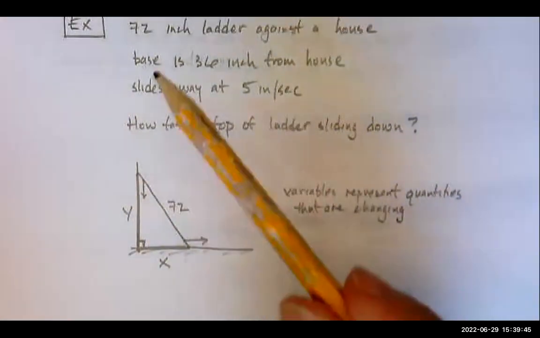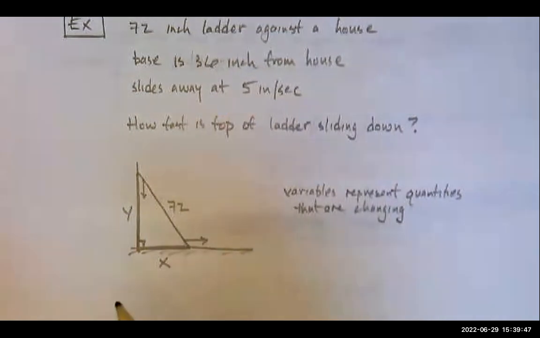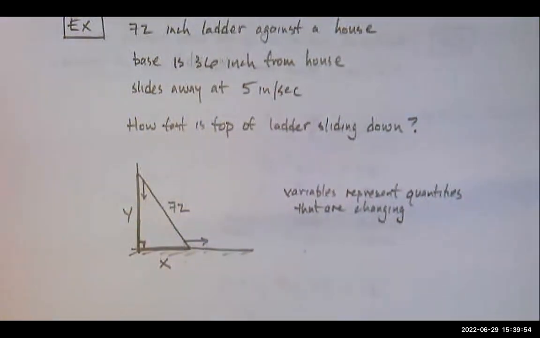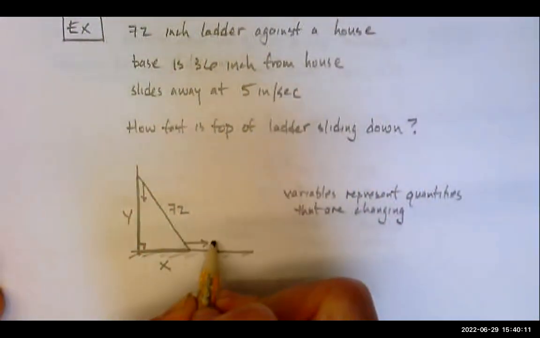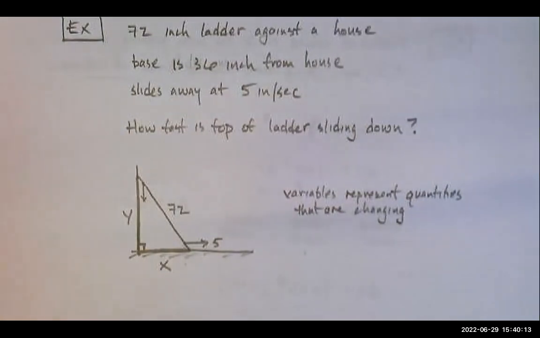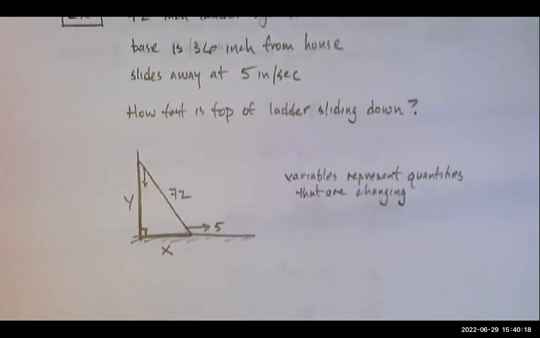Now, in the end, we are going to use the fact that we're looking at the moment when the ladder is 36 inches away, but it's like it's passing through that value. We kind of take a freeze frame right at that instant and look at what's happening while it's in motion. But for now, we've got to label it with a variable. Okay, they also tell us that the base is sliding away at 5 inches per second. We could label that arrow with the 5, if we wanted. That makes sense.